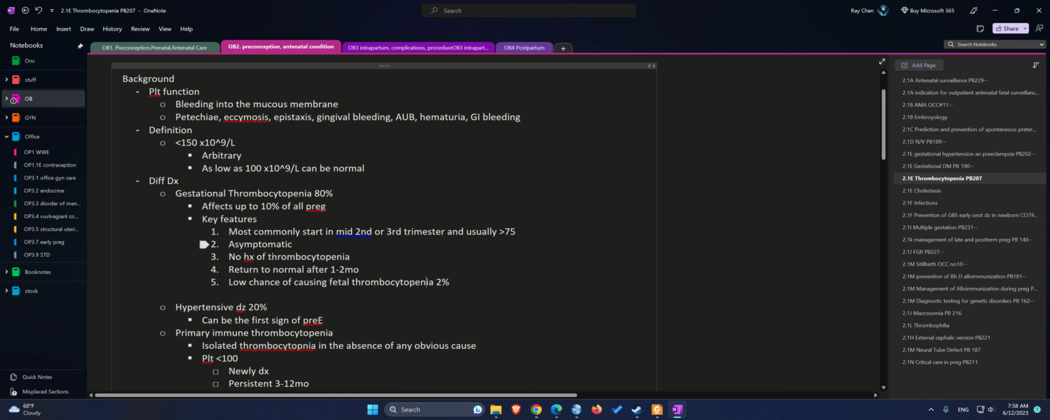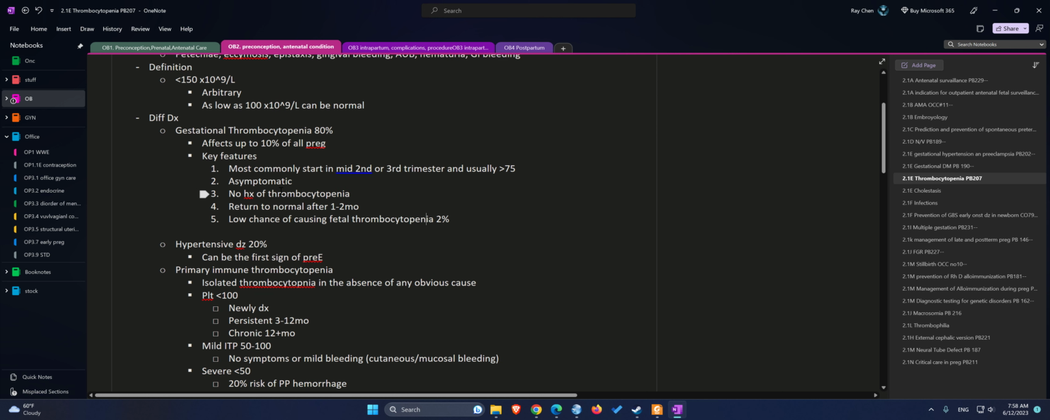So there are 5 key features. Number 1, starts in the second and third trimester and usually over 75 platelets. Number 2, patient asymptomatic. Number 3, no history. Number 4, returns to normal after delivery. Number 5, does not cause fetal thrombocytopenia. Next, differential hypertensive diseases. This can be the first sign of preeclampsia.